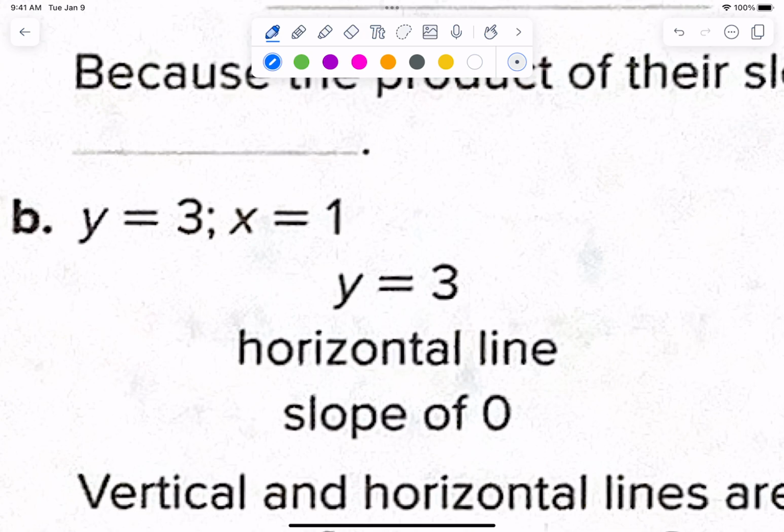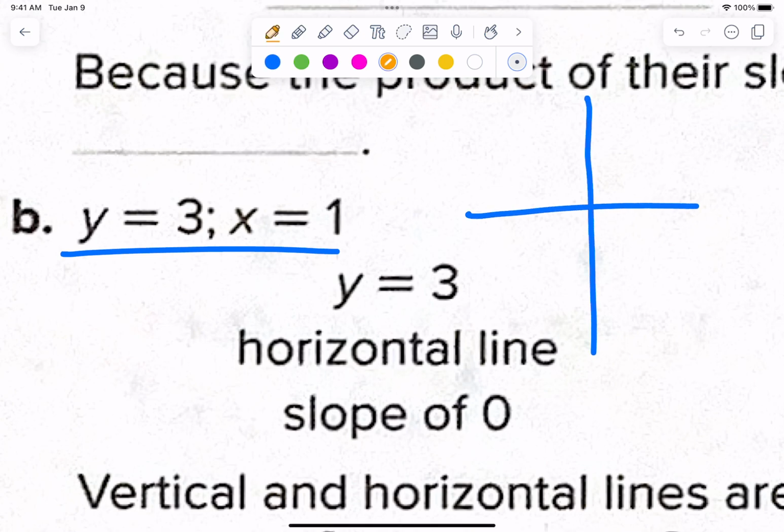How do I identify if these lines are parallel, perpendicular, or neither? They're straight lines. Like y equals 3 is 1, 2, 3, this line right here. x equals 1 is right here. Are those parallel, perpendicular, or neither?